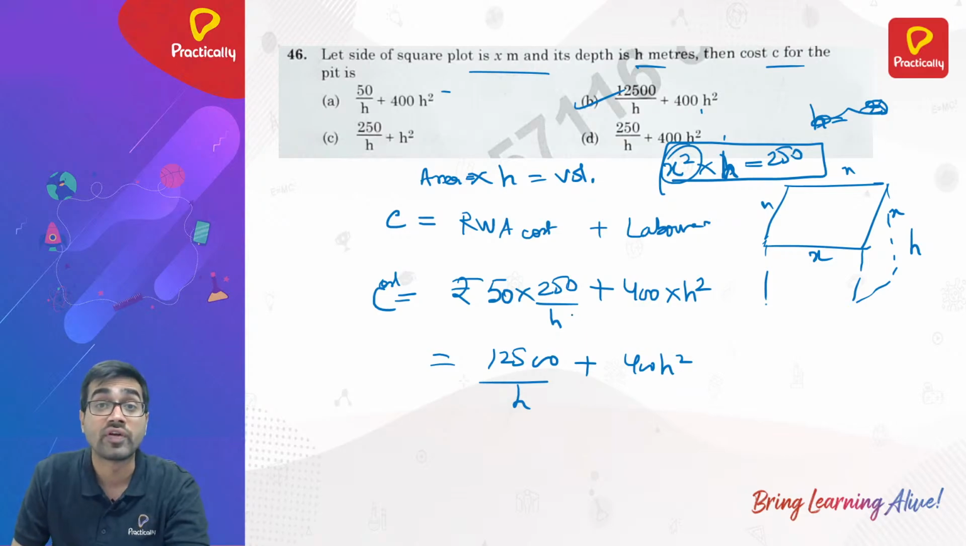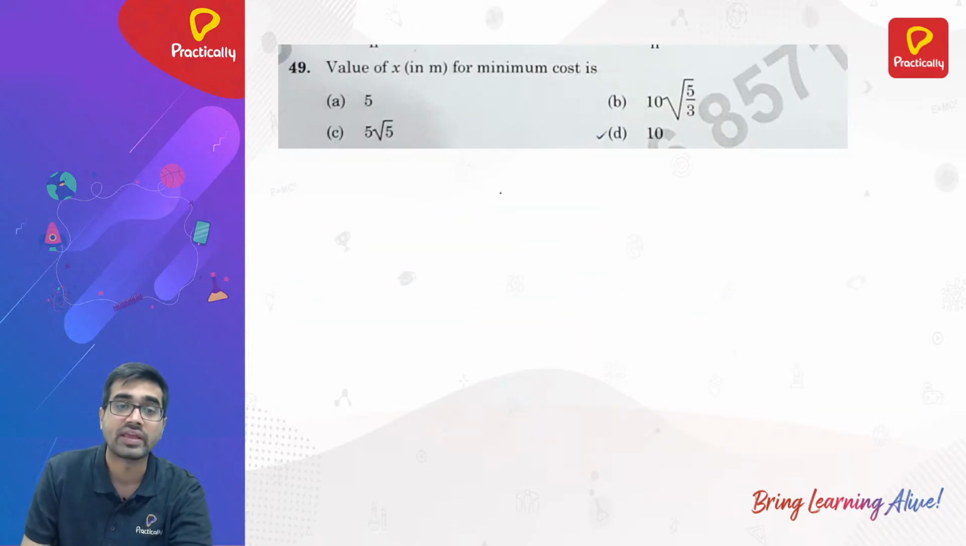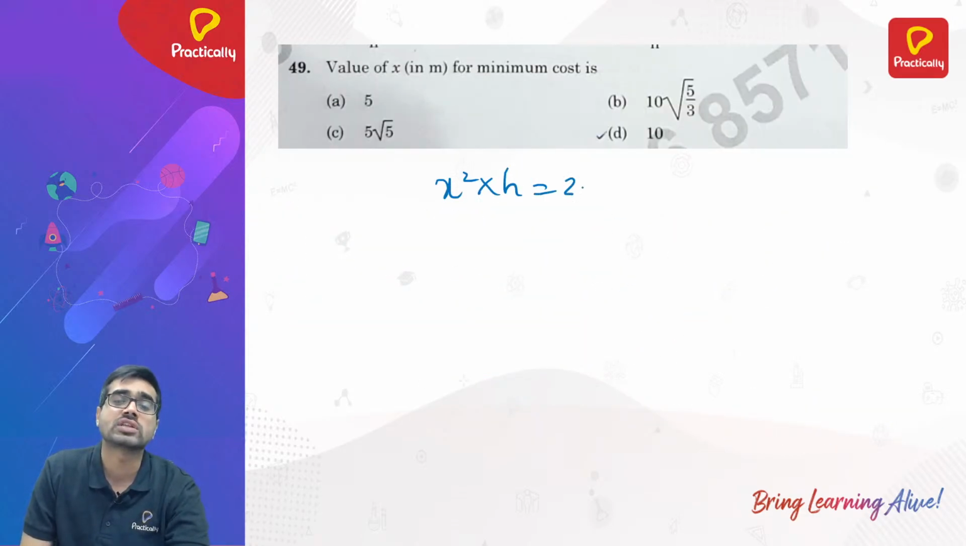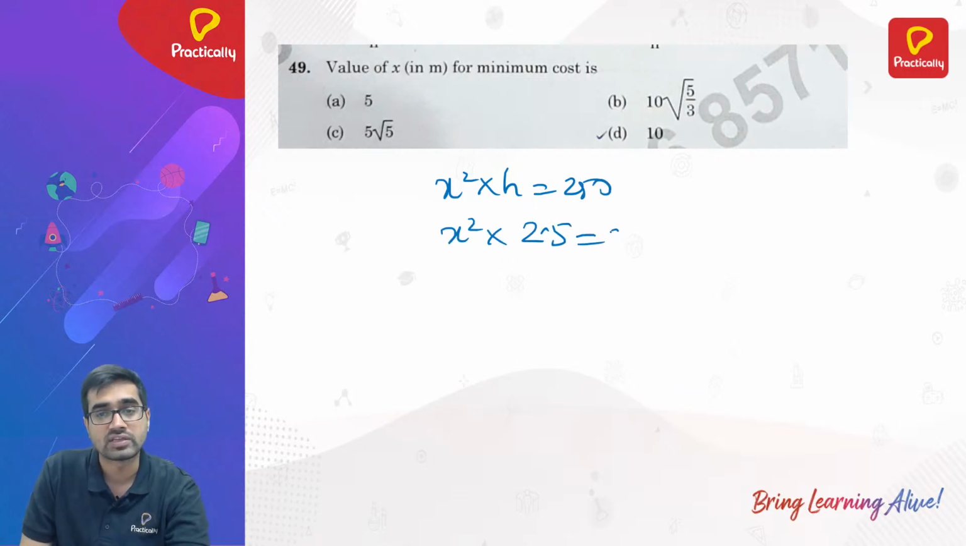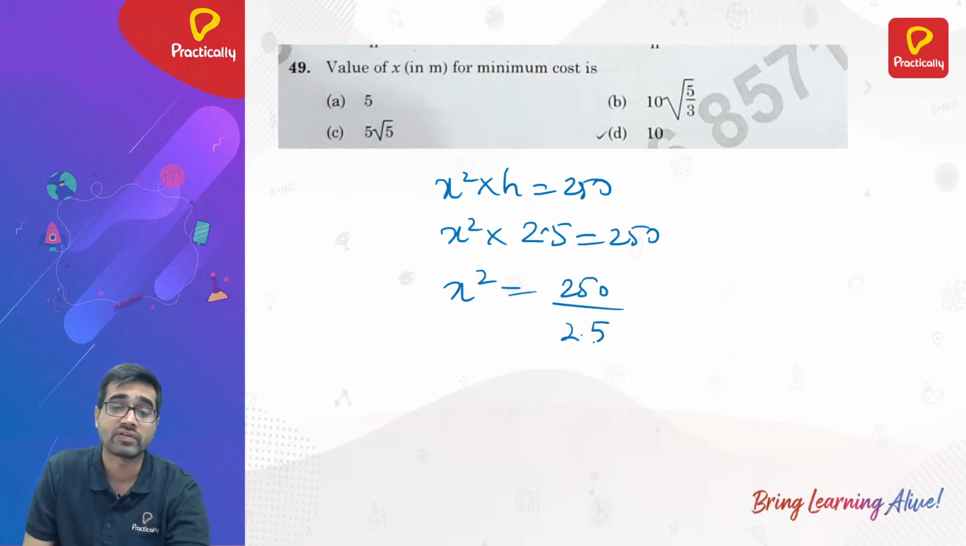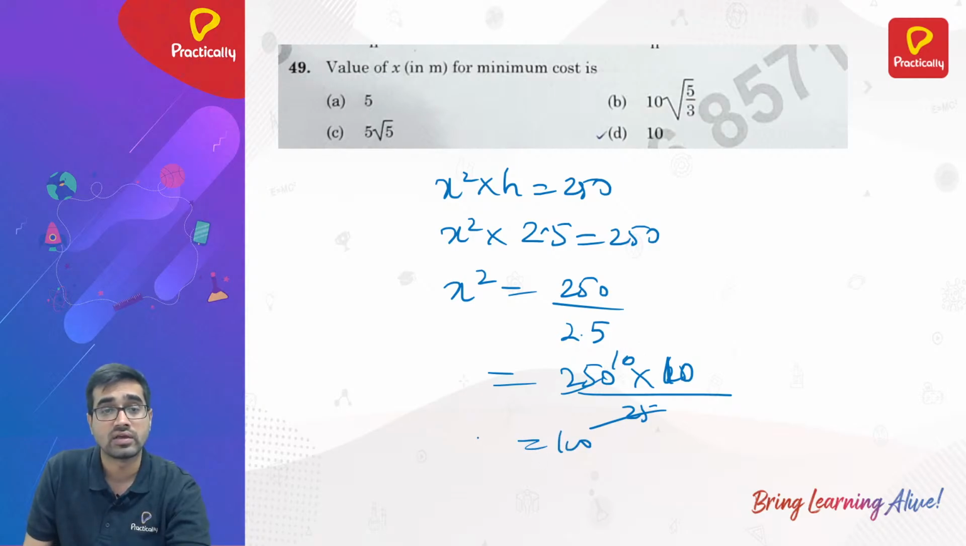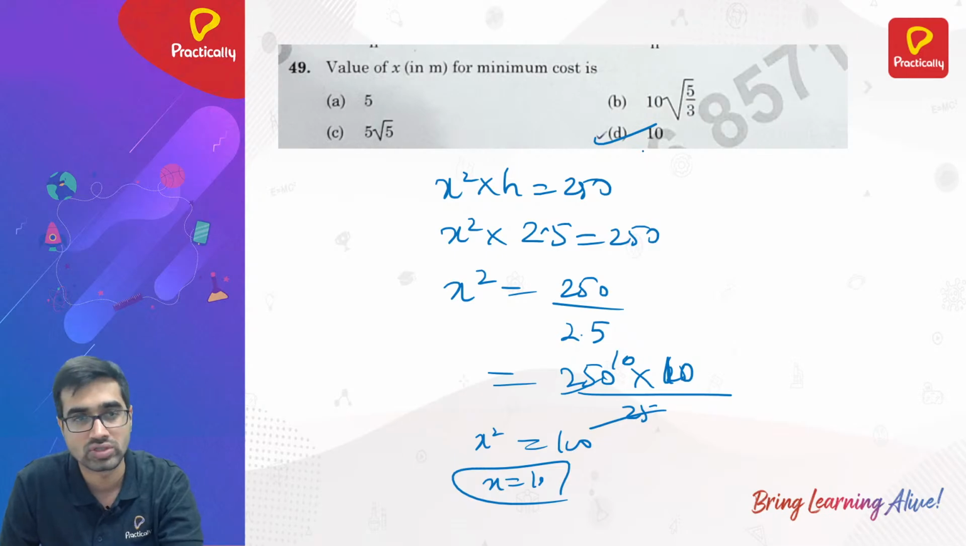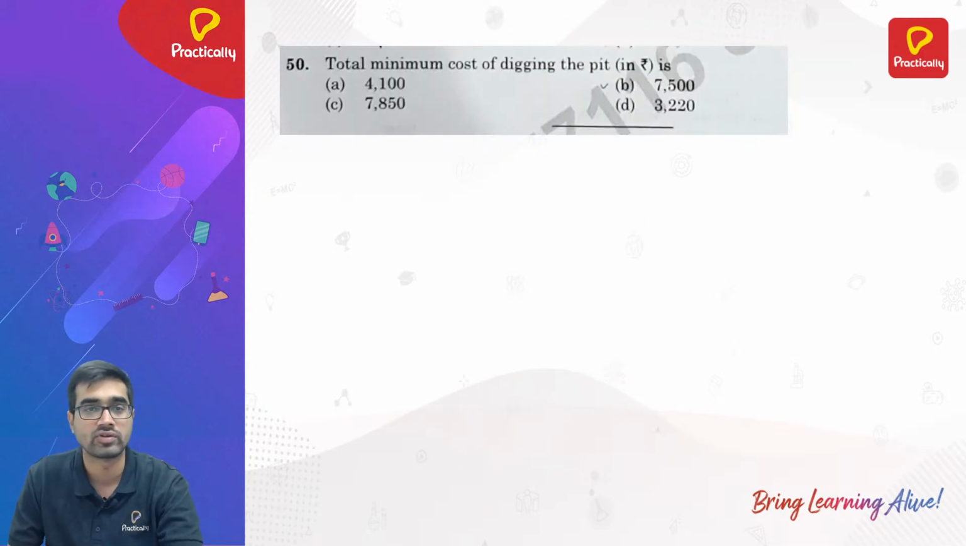So we know that in the initial case, x square into h was taken as 250. So x square into h is 2.5 into x square, which is 250. So x square is 250 by 2.5. So it is 250 into 10 divided by 25. So it is 100. So x is nothing but the square root of 100, which is 10. It is height or depth, whatever you call, so it is always positive.